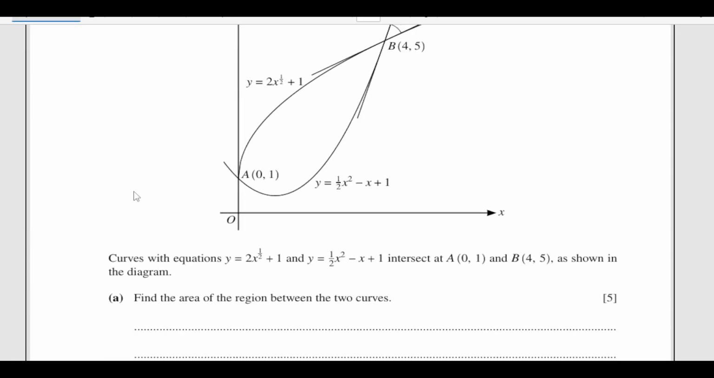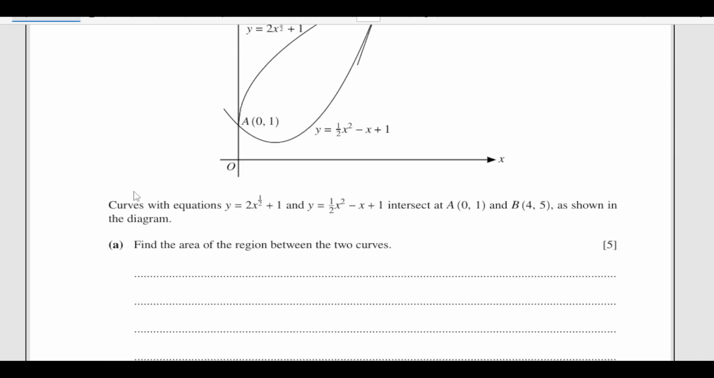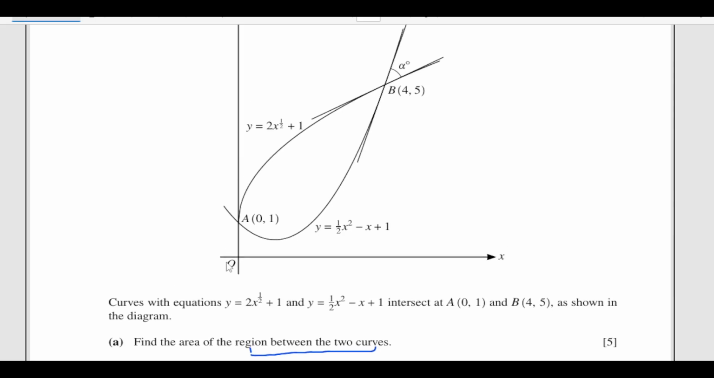Now question number 10, we have this diagram here. The curves with the equations shown intersect at A and B as shown in the diagram. Find the area of the region between the two curves. So we are looking for the area between two curves. So for the area enclosed, we are just going to subtract the area under the upper curve and the area under the other curve. So we're just going to subtract.